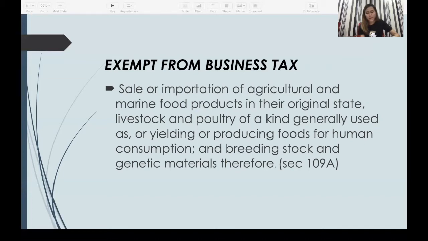And hindi siya belong din sa other percentage tax. So basically, not subject din siya for OPT. And of course, lalo na sa excise tax, kasi hindi naman siya sin product like alcohol, tobacco, gulay naman. So not subject for excise tax. So to sum it up, there are 3 types of business tax. Since this example is not subject to any of the taxes I've mentioned, then there is no business tax.